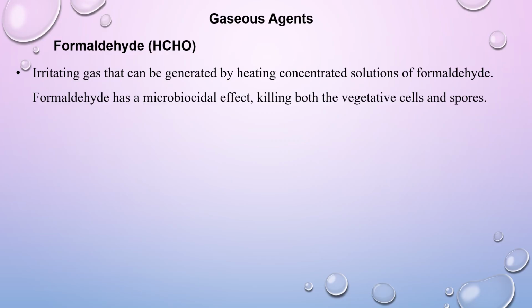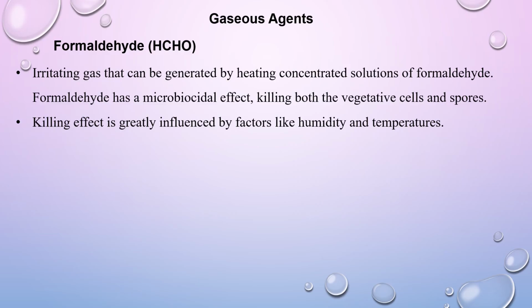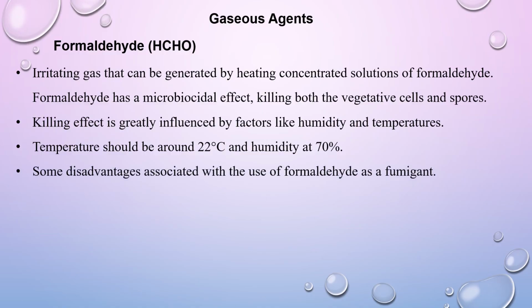Formaldehyde has a microbicidal effect, killing both the vegetative cells and spores. But its killing effect is greatly influenced by factors like humidity and temperatures. For best results, the temperature should be around 22 degrees and humidity at 70%. However, there are some disadvantages associated with the use of formaldehyde as a fumigant.